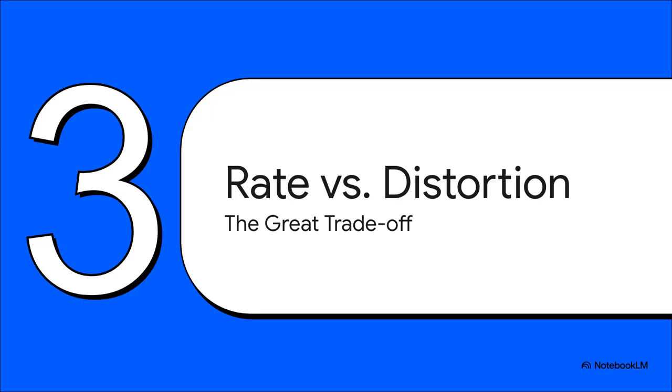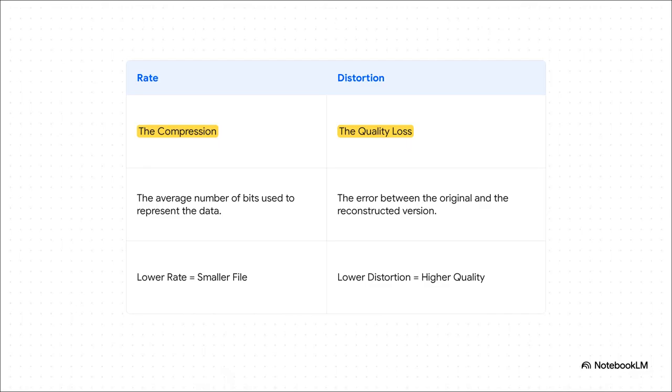So let's break down these two big players, rate and distortion. Because once you get the relationship between them, you basically unlock the secret to how almost all modern digital media actually works. And the trade-off is actually pretty straightforward when you see it like this. On one side, you've got the rate. That's the compression, how many bits of data you're using. The lower the rate, the smaller and faster the file. Easy enough, right? But on the other side is distortion. That's the quality loss, the measurable difference between the perfect original file and the squished version you actually get. So here's the key. To get that smaller file, you have to accept more distortion.